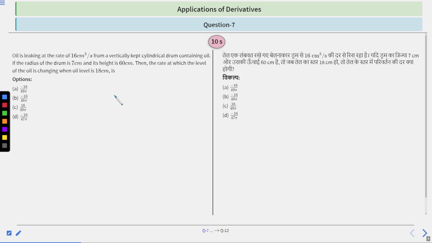Since height is 60 centimeter, original height, then we have to find the rate at which the level of oil is changing when the height of oil level is 18 centimeter, right? Clear? So you will first write volume of cylinder as pi r square h. After that, we can differentiate throughout both sides with respect to t. Clear? Okay. So you have 10 seconds to solve this question. After 10 seconds, we will discuss the solution.